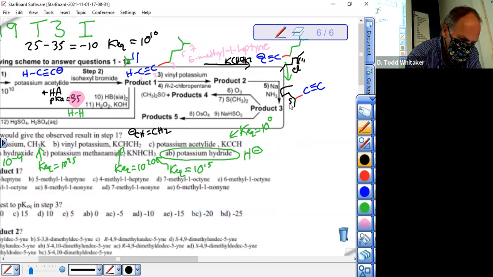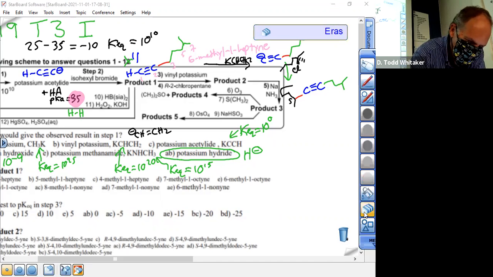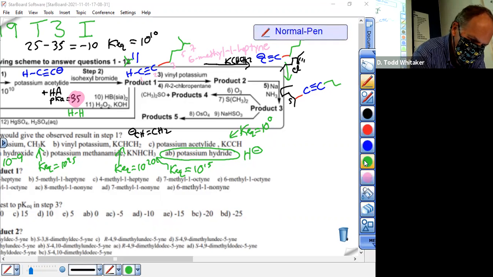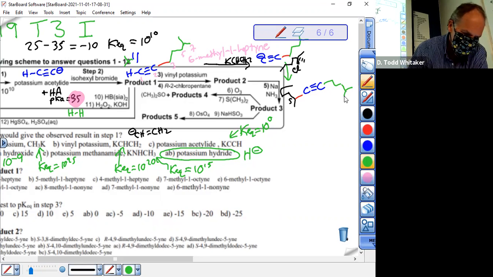And we still have the green piece on the end. 1, 2, 3, 4 with a V on the end. 1, 2, 3, 4. 1, 2, 3, 4, 5. Oh, isohexyl, that's right. It wasn't isopentyl. Oh boy. 1, 2, 3, 4. 1, 2, 3, 4, 5 with a V on the end.